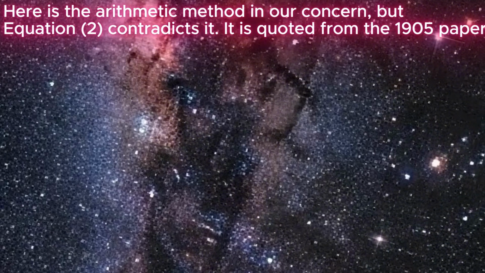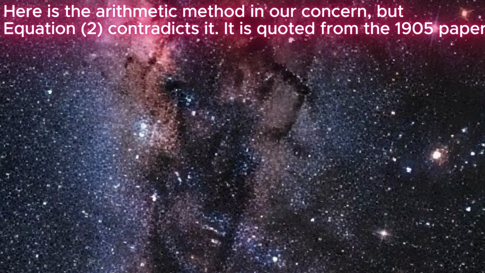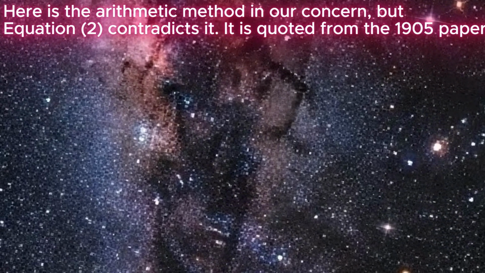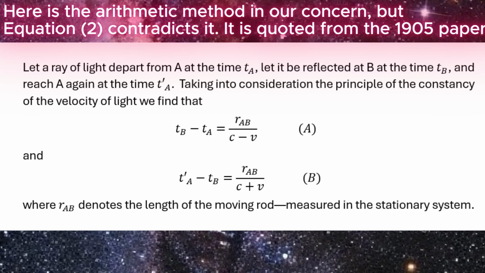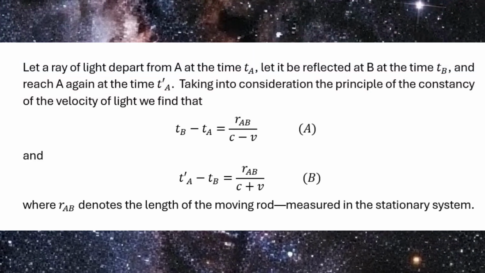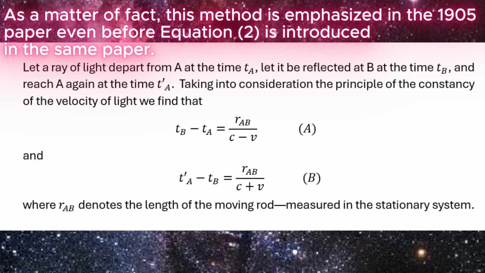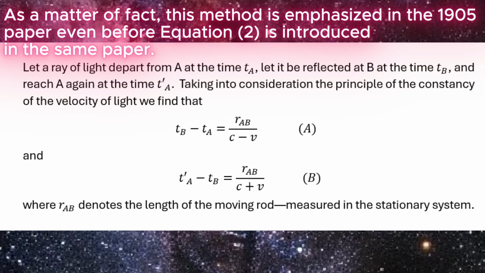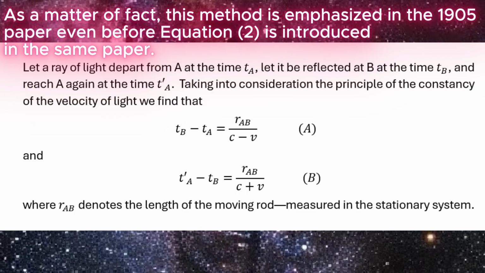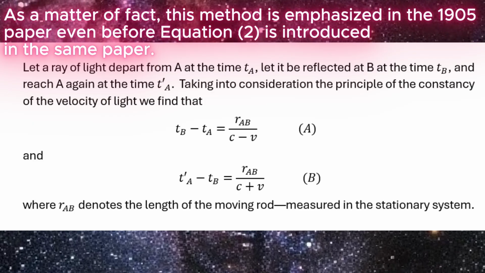Here is the arithmetic method in our concern, but equation 2 contradicts it. It is quoted from the 1905 paper. As a matter of fact, this method is emphasized in the 1905 paper, even before equation 2 is introduced in the same paper.